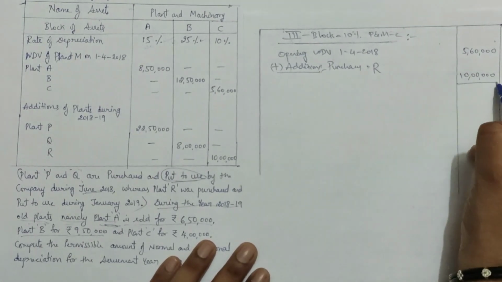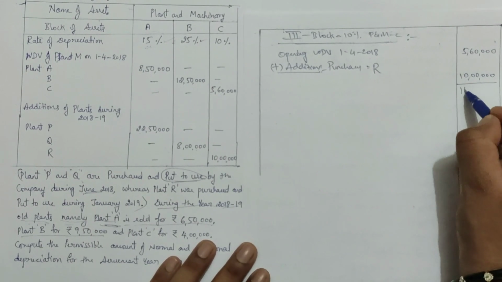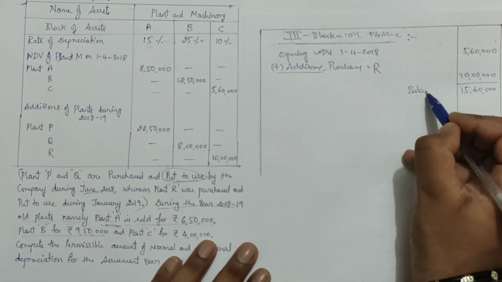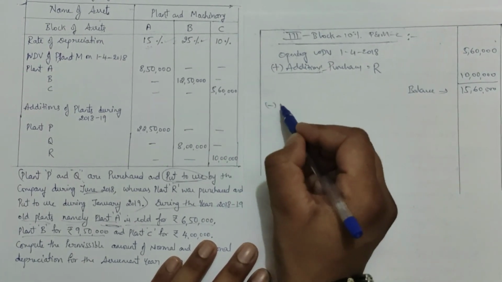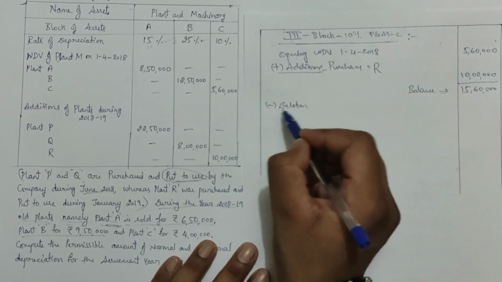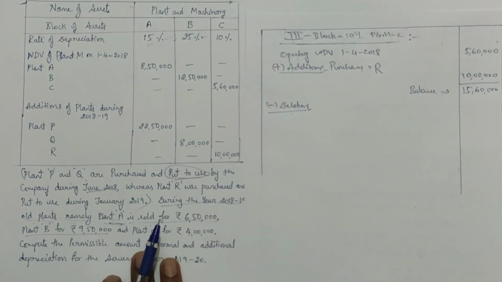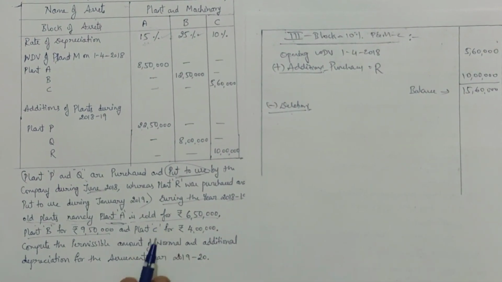Right? So we will add both the things. So we'll get 15 lakh 60,000. This is the balance we got after adding. So next, if we have any deletions, we need to deduct. Okay. So here again the same adjustment we are continuing.